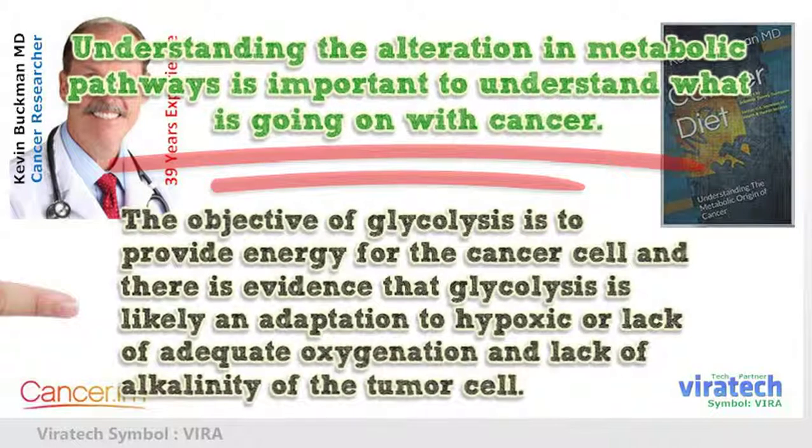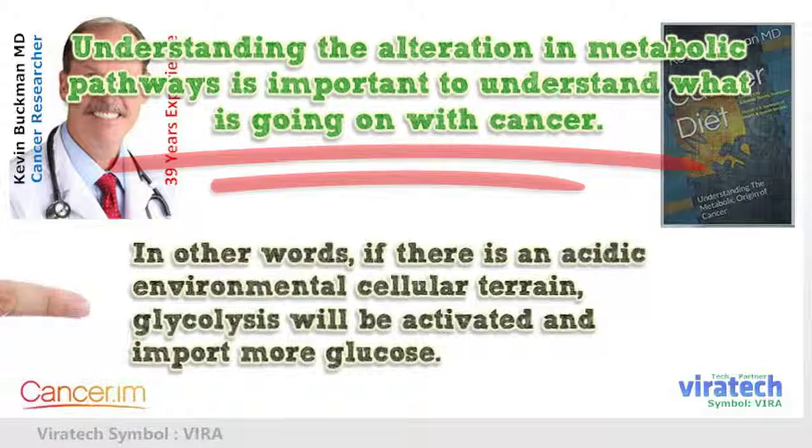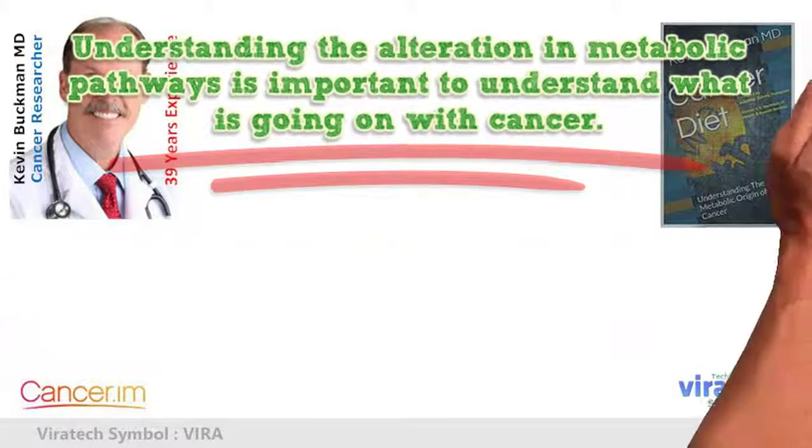The objective of glycolysis is to provide energy for the cancer cell, and there is evidence that glycolysis is likely an adaptation to hypoxia, or lack of adequate oxygenation, and lack of alkalinity of the tumor cell. In other words, if there is an acidic environmental cellular terrain, glycolysis will be activated and import more glucose.